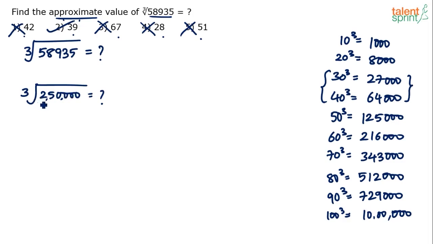Again, go by the range. You know that 2,50,000 lies between 2,16,000 and 3,43,000. Right? 2,50,000 is between 2,16,000 and 3,43,000. Hence, the answer should be between 60 and 70.